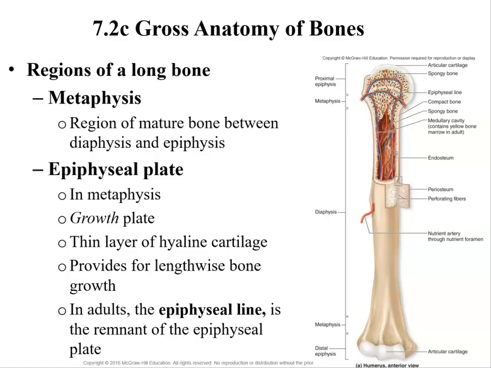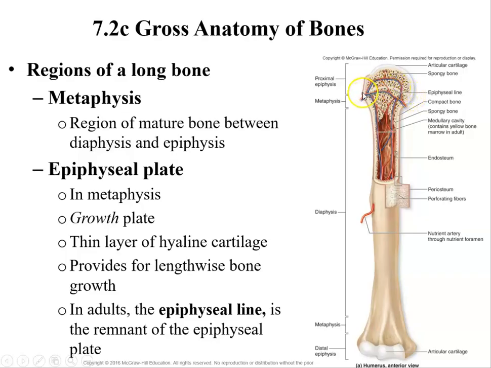Next is the metaphysis. This is the region of mature bone between the diaphysis and epiphysis. So it's going to be right here, kind of just a narrow region. Then you have the epiphyseal plate. This is in the metaphysis. It's also known as the growth plate. You can see here the epiphyseal line.